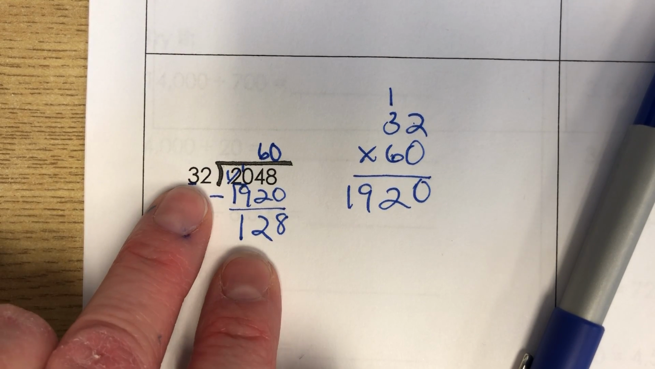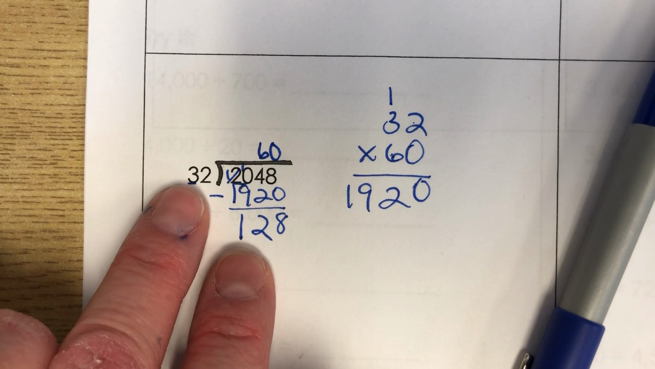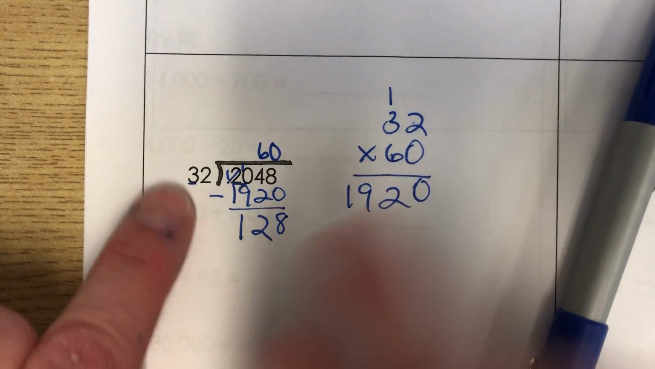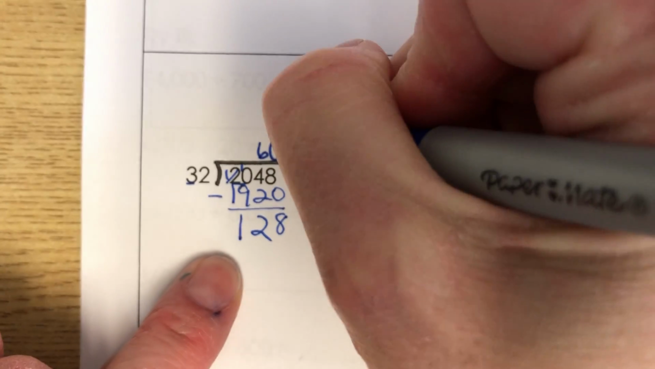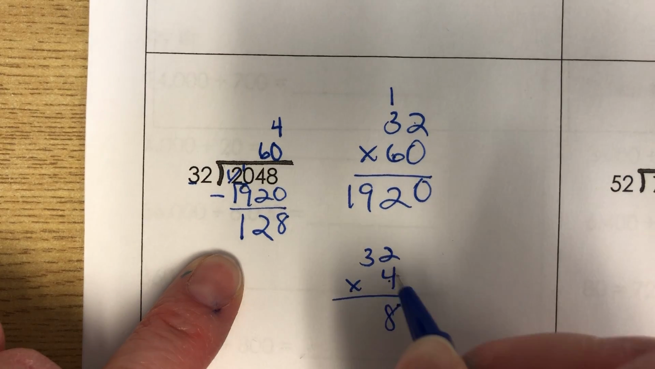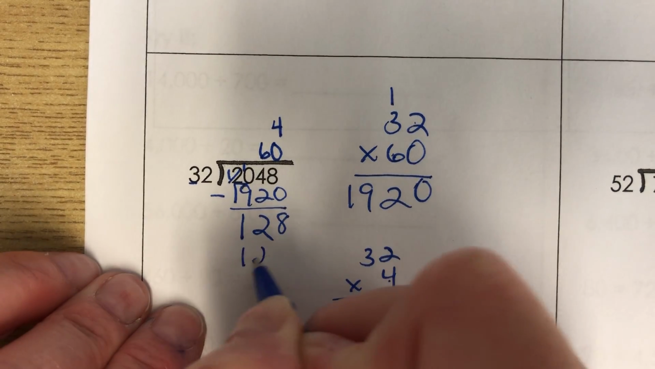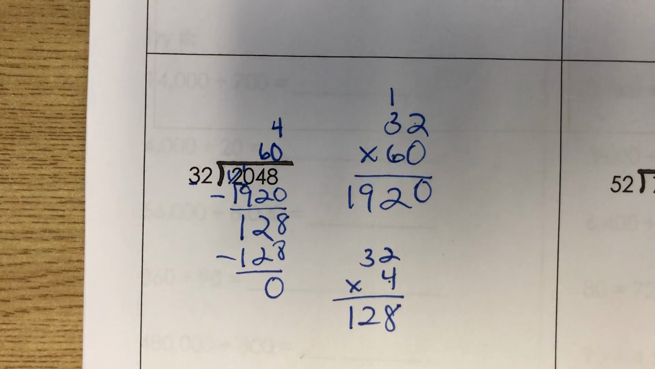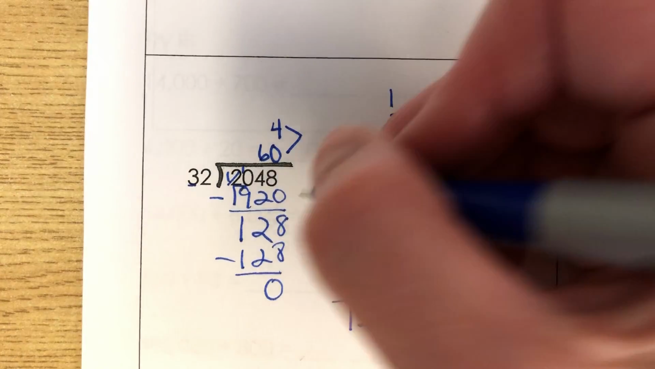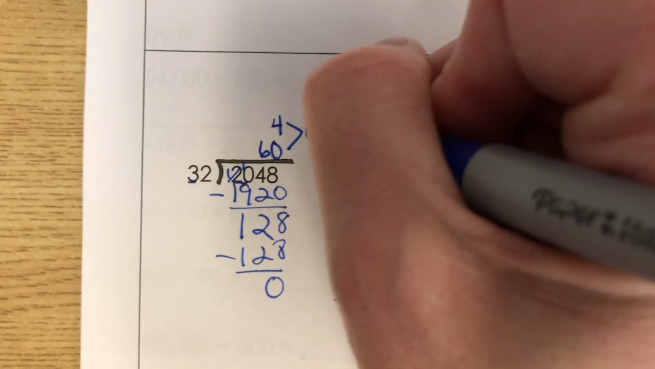3 times what is 12? 4, right? So that would mean 30 times 4 would be 120. So let's try 4. 32 times 4. 4 times 2 is 8, and 4 times 3 is 12. It's exactly 128. Now that there's none left there, I just need to add these two together to get my answer. And 60 plus 4 is 64.